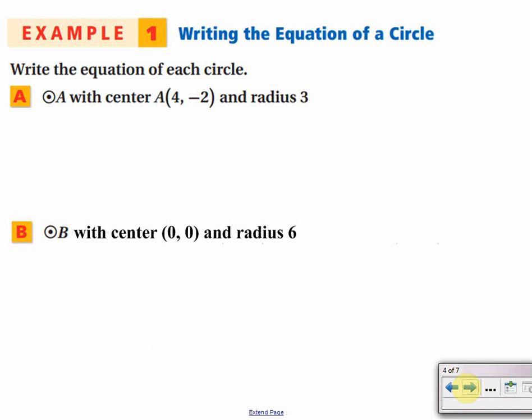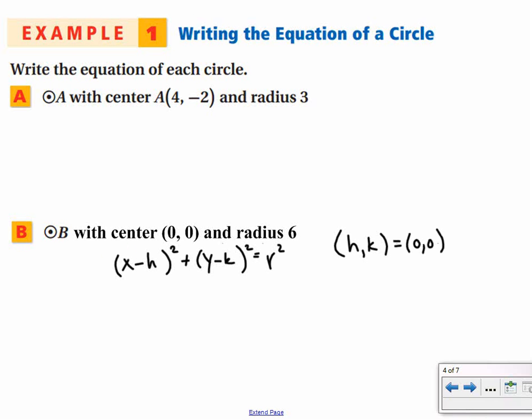So here it says write the equation of each circle. I'm actually going to start with B. Circle B with center (0, 0) and radius 6. So we know that the standard form for my circle is (x minus h) squared plus (y minus k) squared equals r squared. So in this case, (h, k), that's my center, that's (0, 0). So h is 0 and k is 0. And I know that my r is 6.